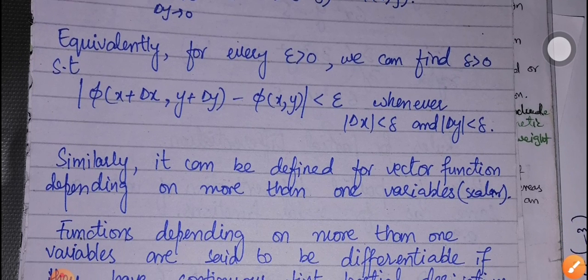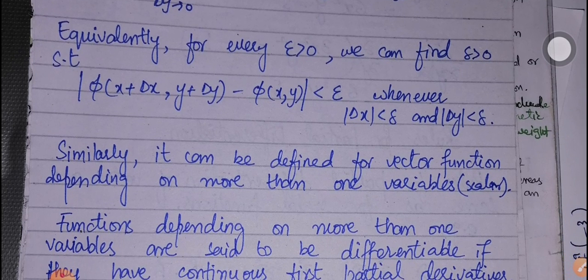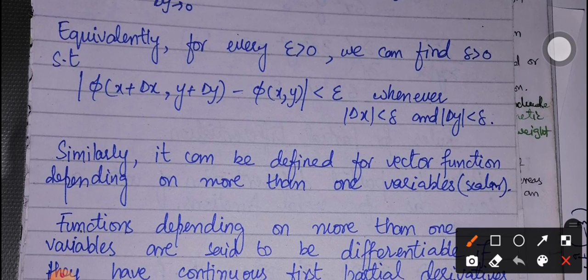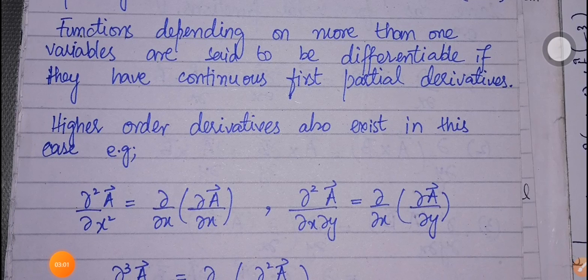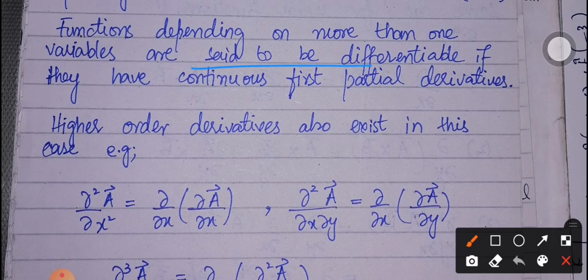Similarly, it can be defined for vector functions depending on more than one variable. We just have to introduce the concept that we are defining a vector function over here, and the other definitions remain the same. Clearly, a function is said to be differentiable if its first derivative exists, and functions depending on more than one variable are also said to be differentiable if they have continuous first partial derivatives, or first order partial derivatives.